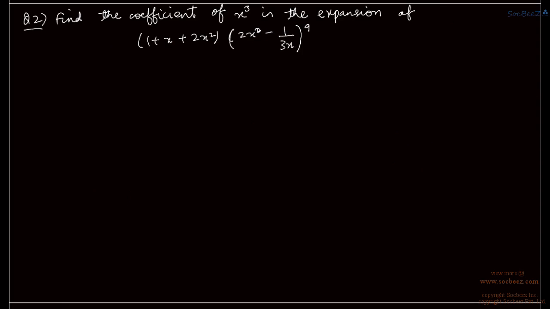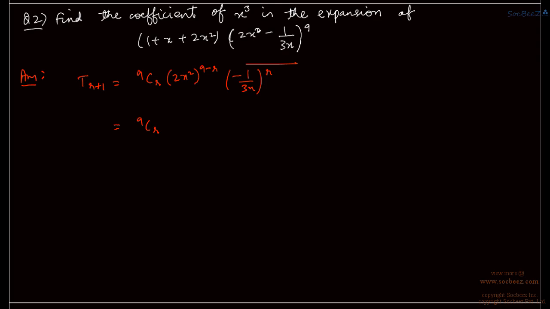Next one, find the coefficient of x cube in the expansion of 1 plus x plus 2x squared, into 2x squared minus 1 by 3x, whole power 9. Let us start with the general term of the next expression. This one. So let us write T r plus 1 as 9 cr 2x squared power 9 minus r into minus 1 by 3x to the power r. Don't forget to write minus here.